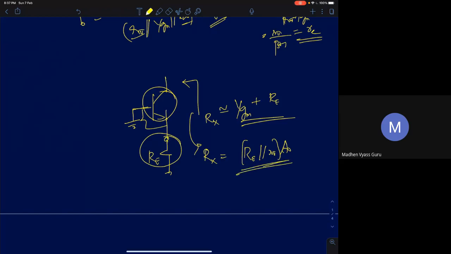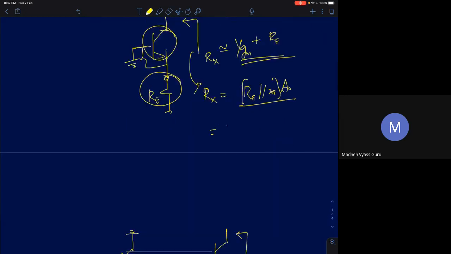Approximately. In fact, there is also a term R naught plus Re parallel R pi and all of that. But I told you we can approximate it. Most of the time you can just approximate it to this value. So it will be Re in parallel with R pi times A naught. This will be your output resistance.